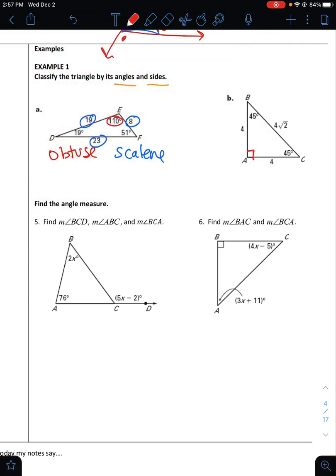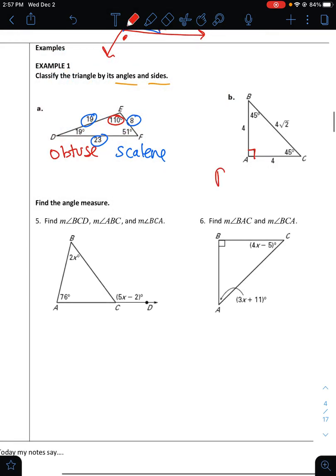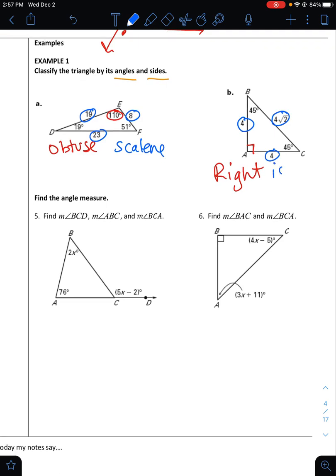Okay, by angles, I see a right angle. So this is a right triangle. And then by side lengths, okay, I see the two 4s. 4 square root of 2 is not the same as 4. So this has two congruent sides, and so this is isosceles.